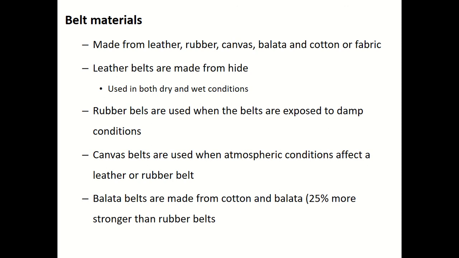Another type of belt is the rubber belt, which is used when the belts are exposed to damp conditions. It is preferable to use rubber belts because they can absorb a lot of shocks. Then canvas belts are used when the atmospheric conditions affect a leather belt or rubber belt. Then another type of belt is the balata belt, which is made from cotton and balata. It is supposed to be 25% stronger than rubber belts.